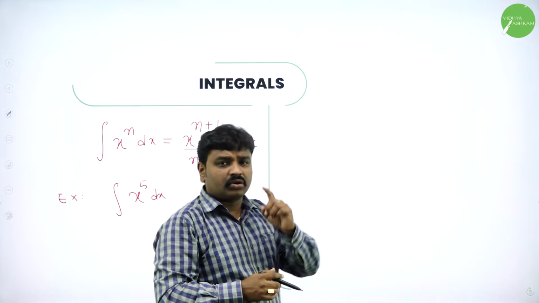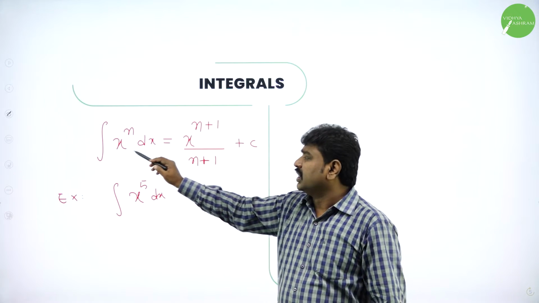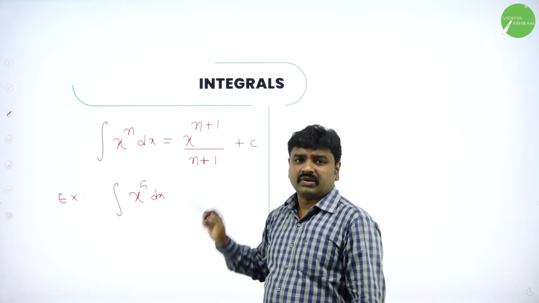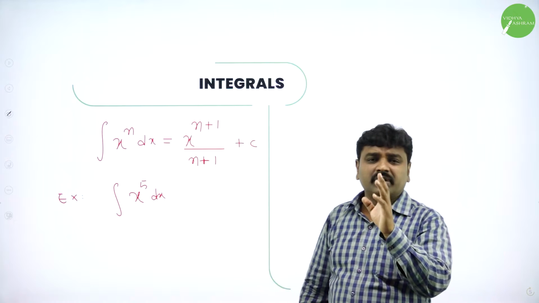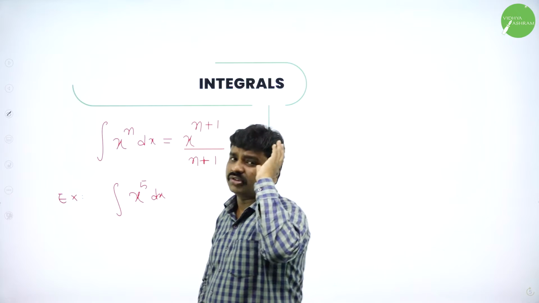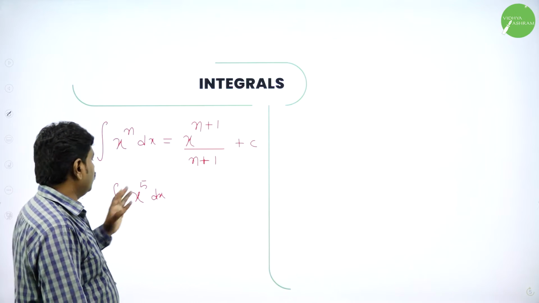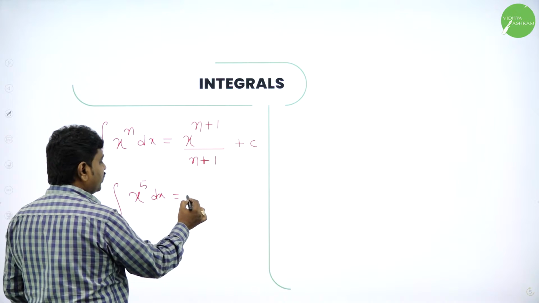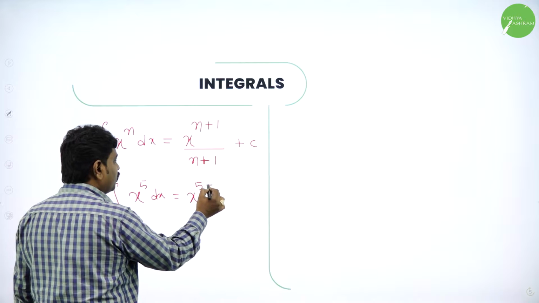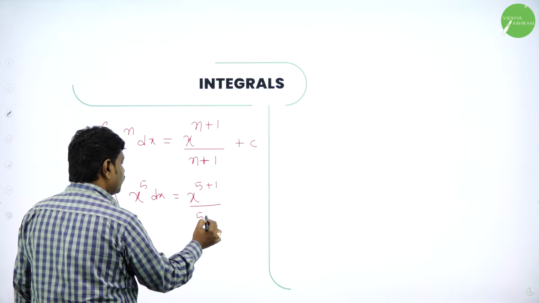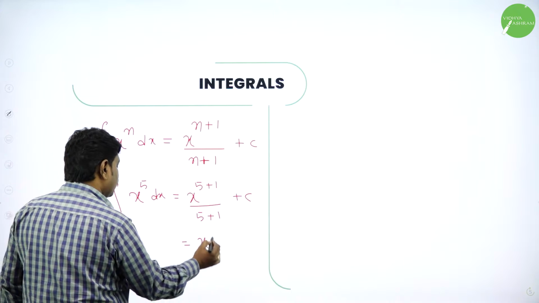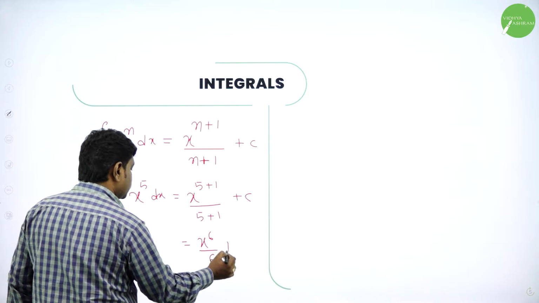First become thorough with the first formula. What is the first formula? Integration of x power n dx is x power n plus 1 by n plus 1 plus c. Now if I use the formula above, in the place of n I have 5. So the answer is x power 5 plus 1 divided by 5 plus 1 plus c. After integrating, the sign goes. So finally we have x power 6 by 6 plus c.